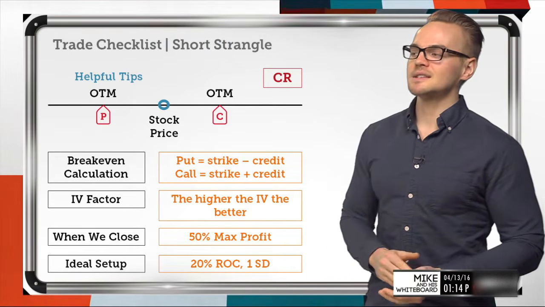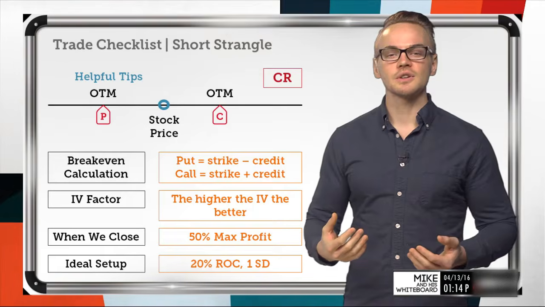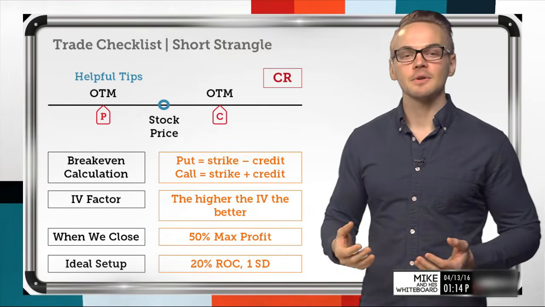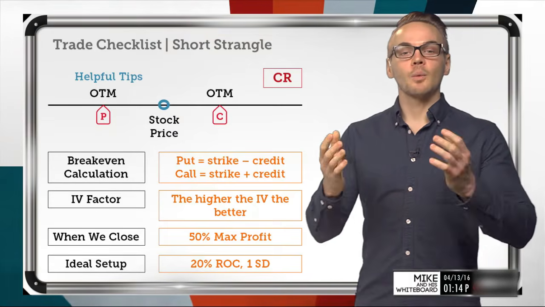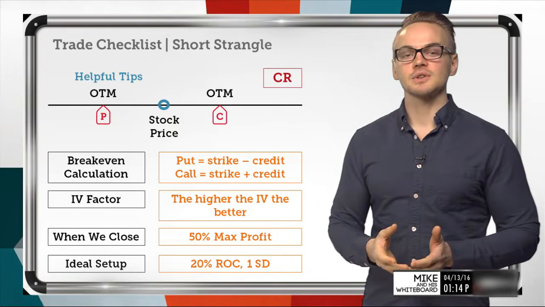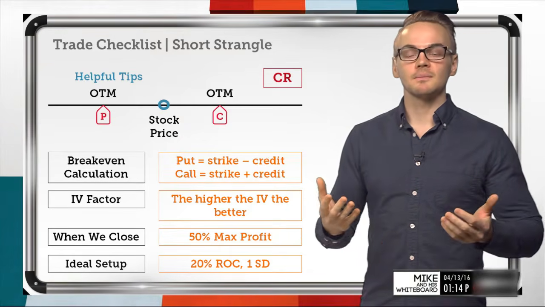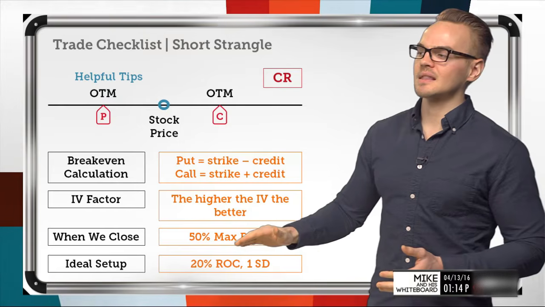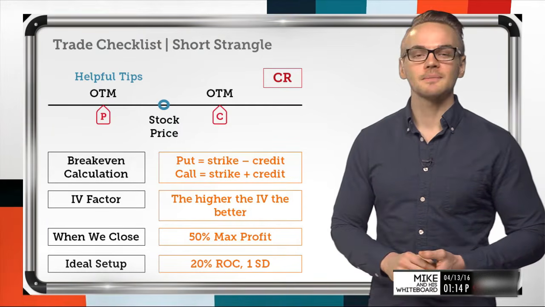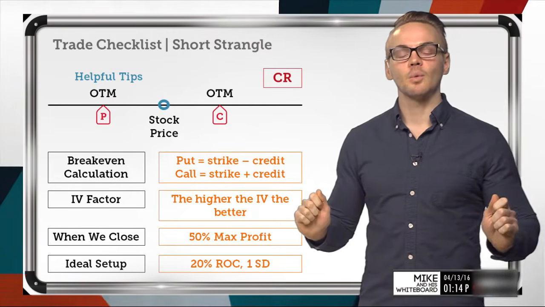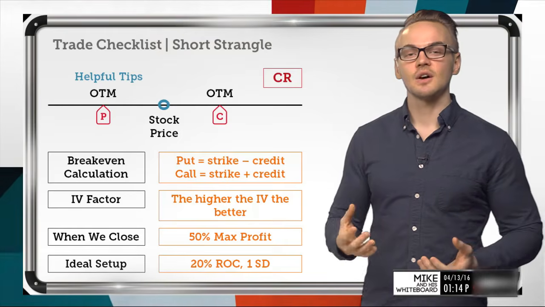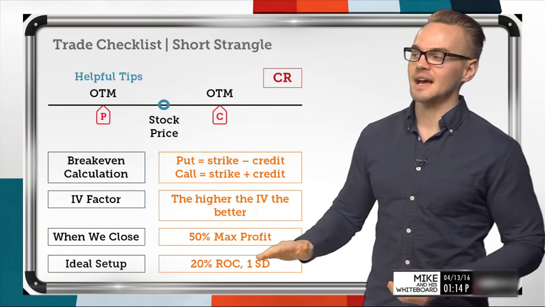And lastly, our ideal setup, which we've shown in some of our research, is if we can collect around a 20% return on capital. So basically we're just looking at whatever that credit is that we're receiving, dividing that by the buying power reduction required to place the trade in most likely a margin account. We'll be able to get that 20% return on capital in usually a very high IV environment. And if we can place our strikes around that 1 standard deviation level, that's going to give us the highest probability of success and also a very nice P&L if we can reach this ideal setup.